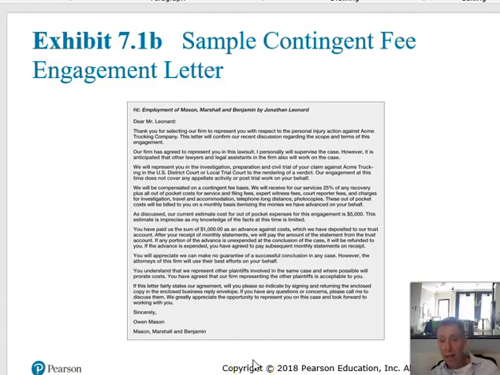Now, this is a sample contingent fee engagement letter. As we said, contingent fees are often used in personal injury suits where the attorney is going to get a part of the money from the settlement or from the judgment. And this is just a form letter, basically laying it out, and I'm sure you can't read it.